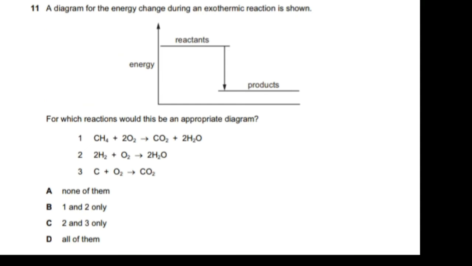Look at the diagram. Again, this question is related to chemical energetics, and this diagram is for an exothermic reaction. You have four different types of chemical reaction. Which one of these diagrams shows an exothermic reaction? All of these reactions are exothermic reactions. So the correct answer is D, all of the above. Okay.